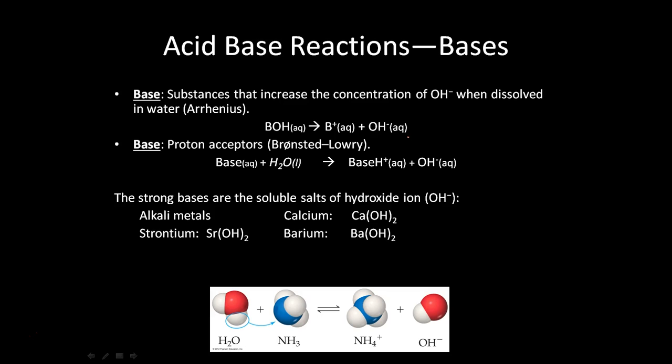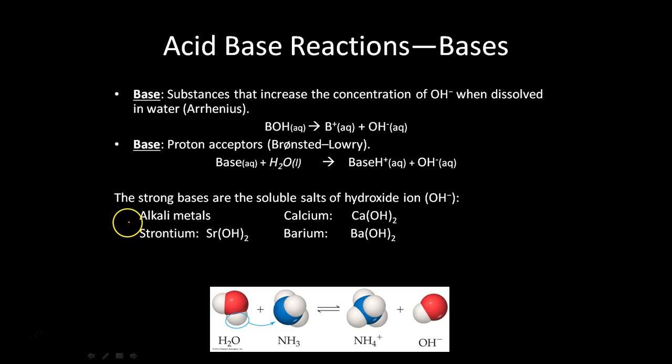And there are strong bases and weak bases, just like there are strong acids and weak acids. Again, the strong bases are the ones that dissociate completely. So when you put these into water, they completely break apart. For instance, in this case, into calcium plus ions and OH minus ions.